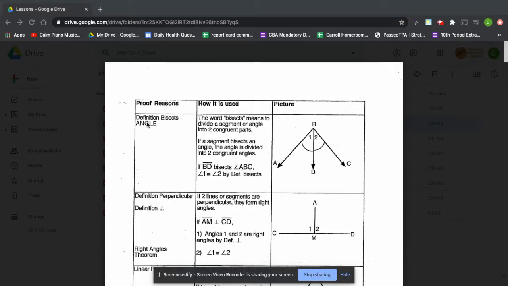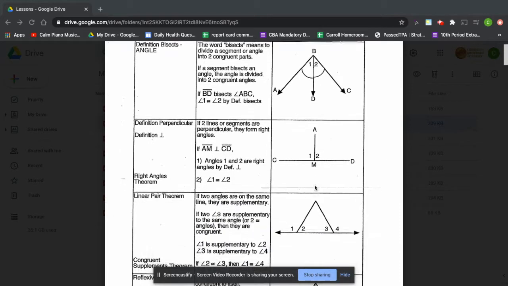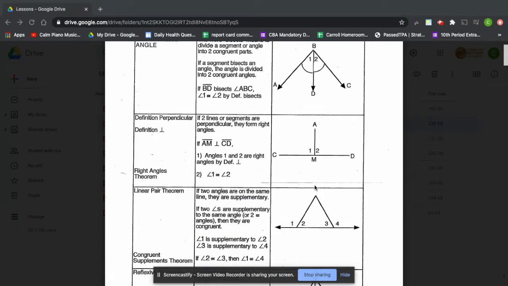So when you bisect something, you're cutting it into two congruent halves. So angle ABD is congruent to angle CBD. That way we can make a claim that says two angles are congruent. Perpendicular lines. They are two lines that intersect and form right angles. The fancy thing we know is that all right angles are 90 degrees.